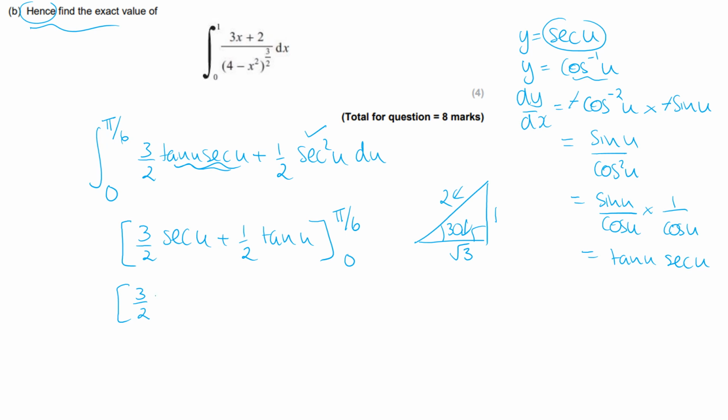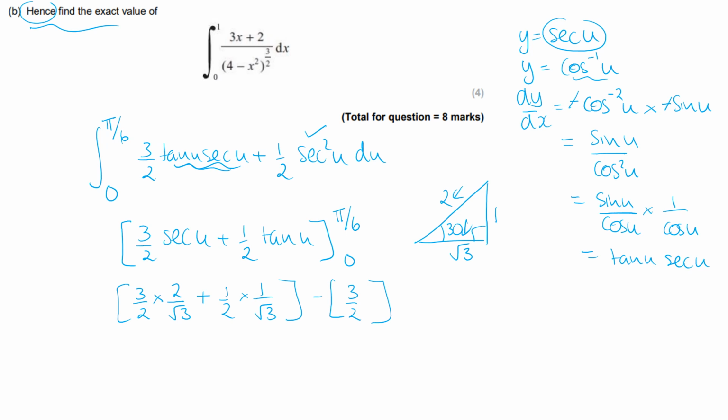But because it's sec, it's just going to be upside down, so that's going to be 2 over root 3, plus a half of tan 30. Tan 30 is 1 over root 3. And then when we put the other limit in, sec of 0 is upside down of cos of 0, and cos of 0 is 1, so that's just going to be 3 over 2, and tan of 0 is 0, so for the second limit, that's all we have got.